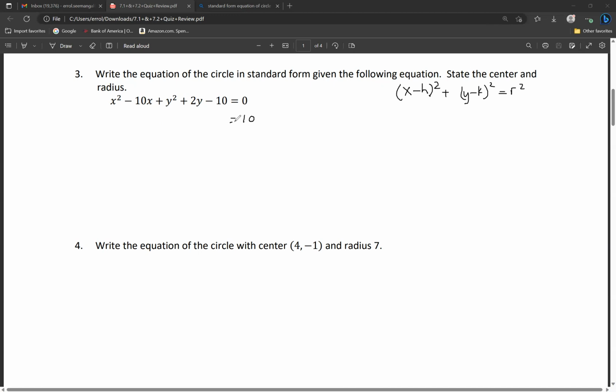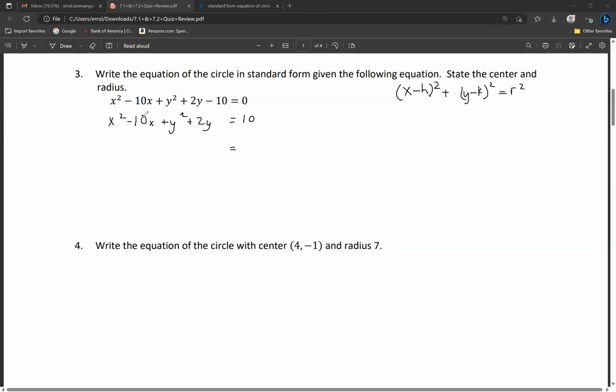We're just going to add 10 to both sides. So when we add 10 to both sides, that one will cancel out. What we're going to have left on the left-hand side is x squared minus 10x plus y squared plus 2y. Are you with me up to this point? All we did so far was add 10 to both sides.